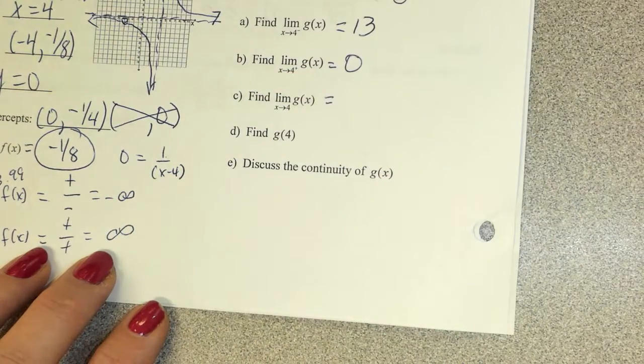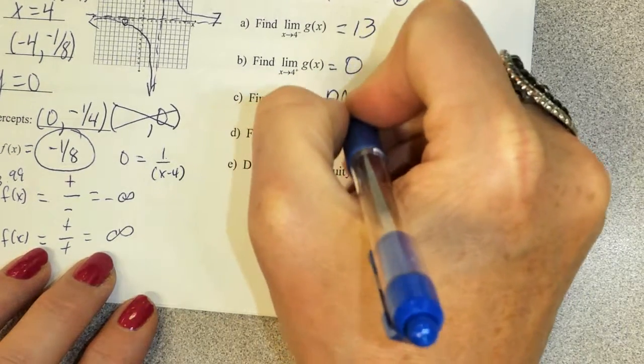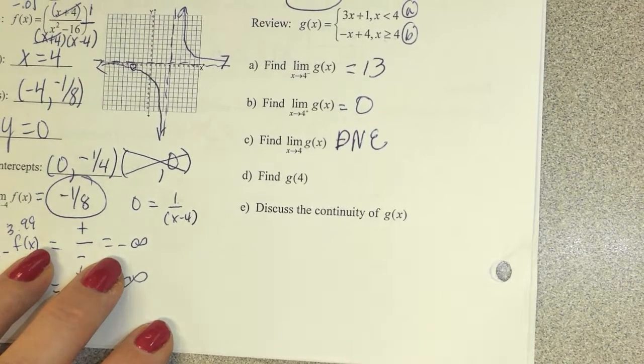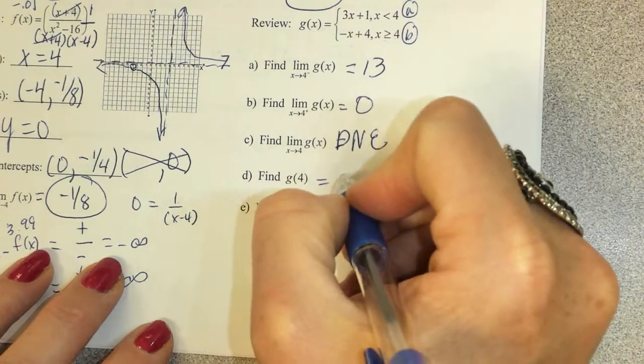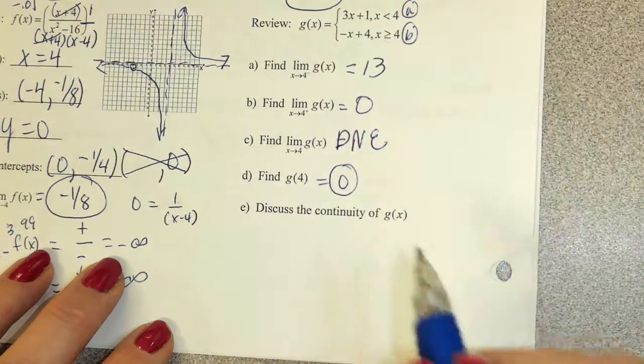What about letter C then? Erica, what'd you say? And why is that? Correct. Very good. And then what about letter D? Lydia, what'd you put there? 0. Do we agree? That's correct, because this is where it's equal to 4, so we plug into this one.